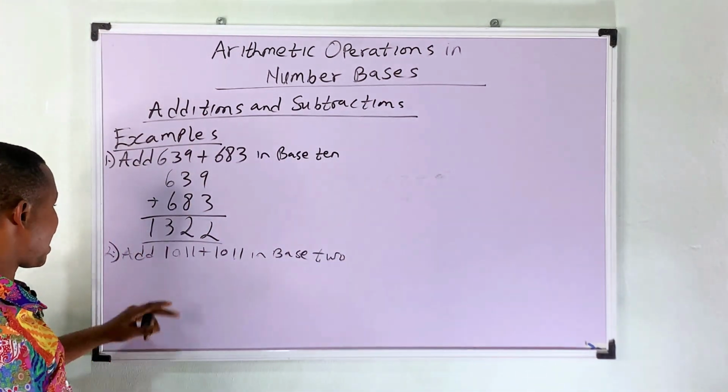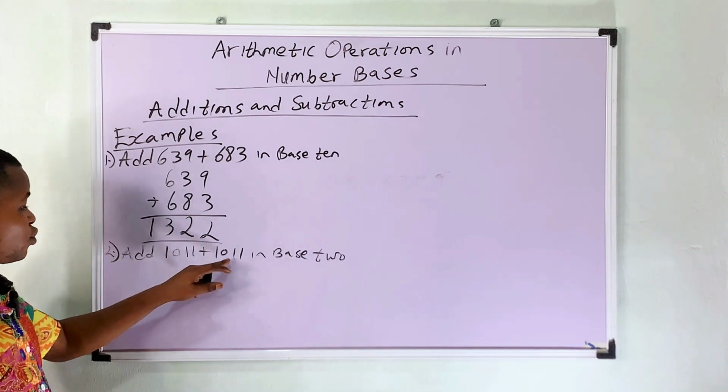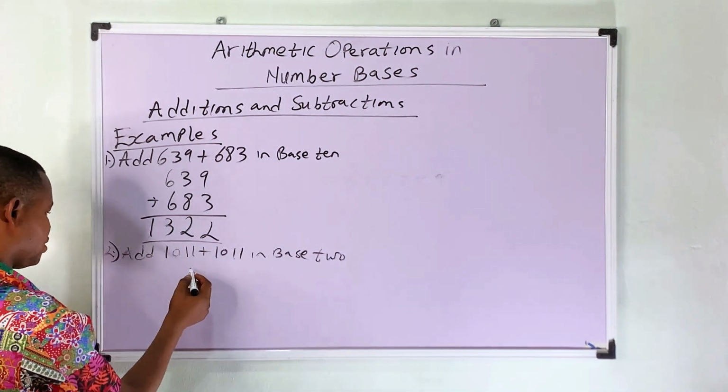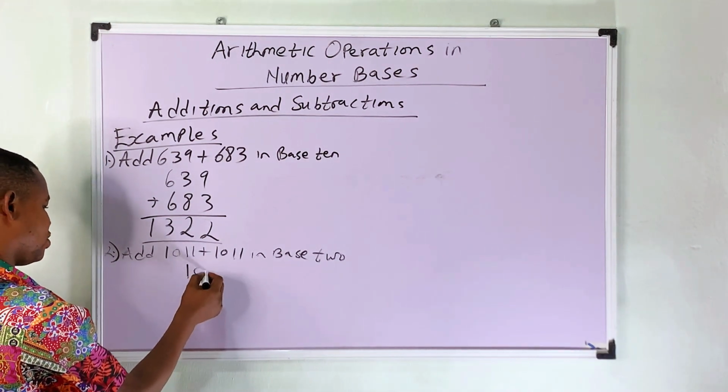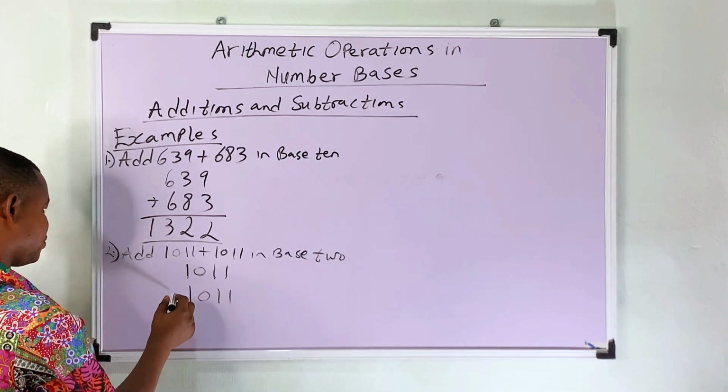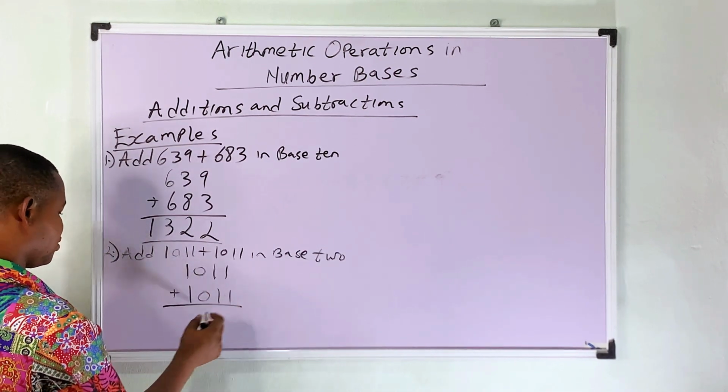Look at this. Add 1011 plus 1011 in base 2. Let's get it done. 1011, then 1011, in base 2.